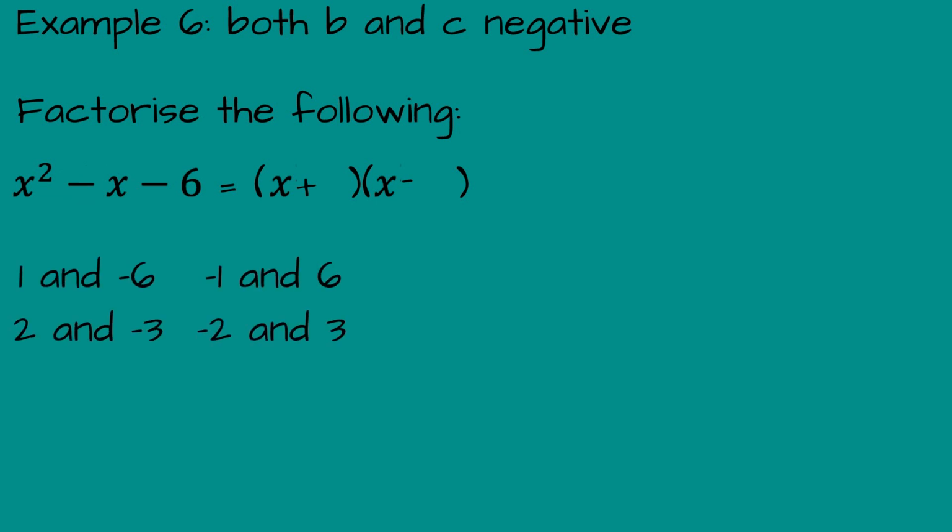Numbers that multiply together to give minus 6 are 1 and minus 6, minus 1 and 6, 2 and minus 3, and minus 2 and 3. Looking at the options, 2 plus minus 3 equals minus 1, so the equation factorizes to x plus 2 times x minus 3.